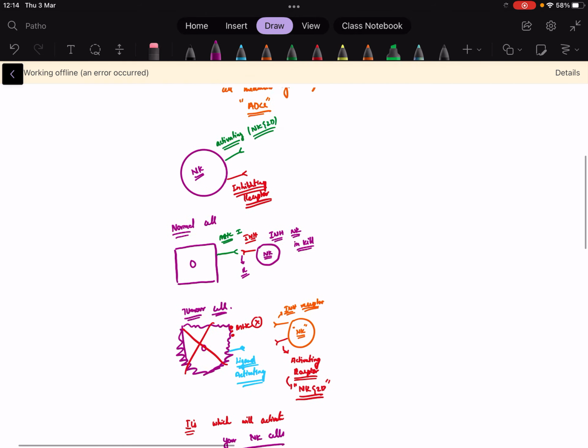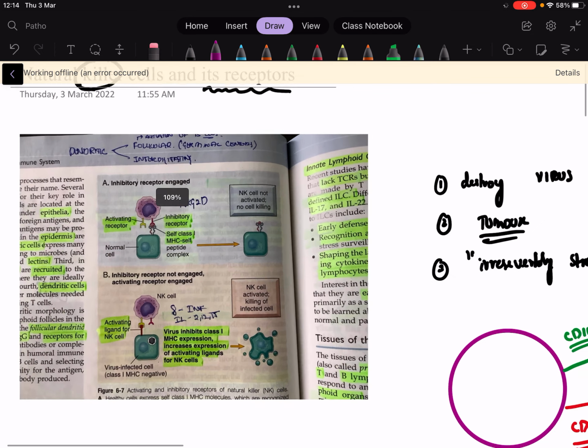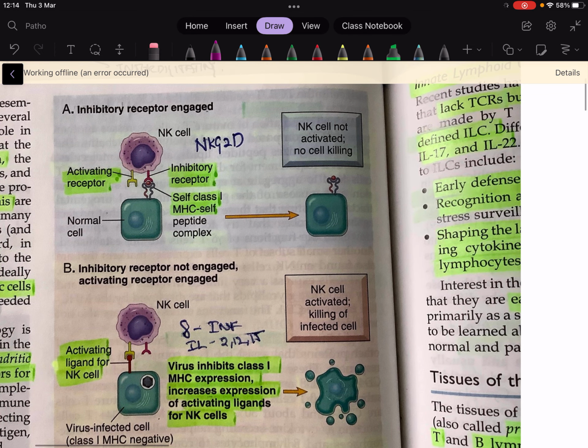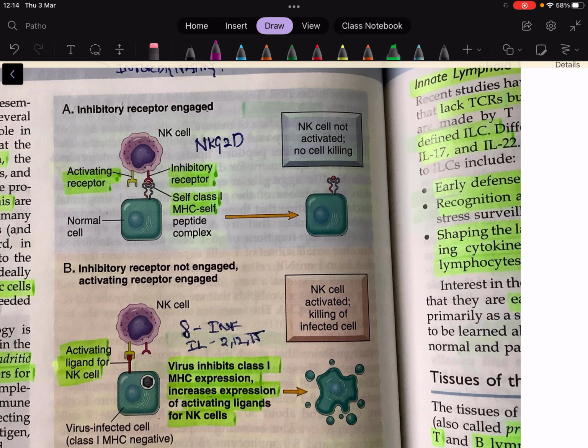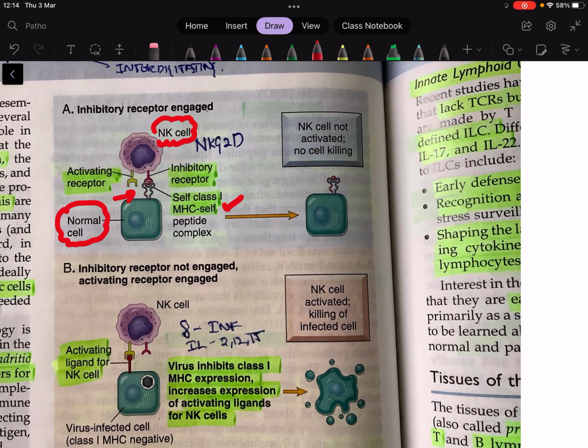Now let's go to the image which I was showing you guys. So basically, suppose this is a normal cell. Normal cell will have MHC class 1, which is expressed on the surface. Now when MHC class 1 is expressed on the normal cells, this MHC class 1 will bind with the inhibitory receptor present on the natural killer cell, thus inhibiting the natural killer cell in killing of the normal cell. Hence the natural killer cell will not get activated, hence no killing.